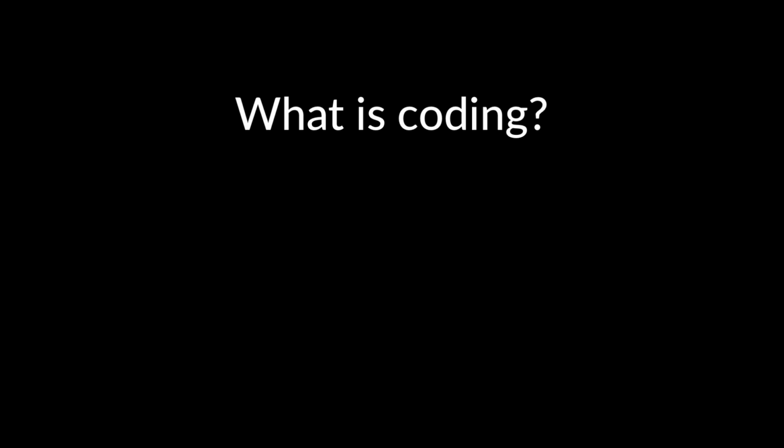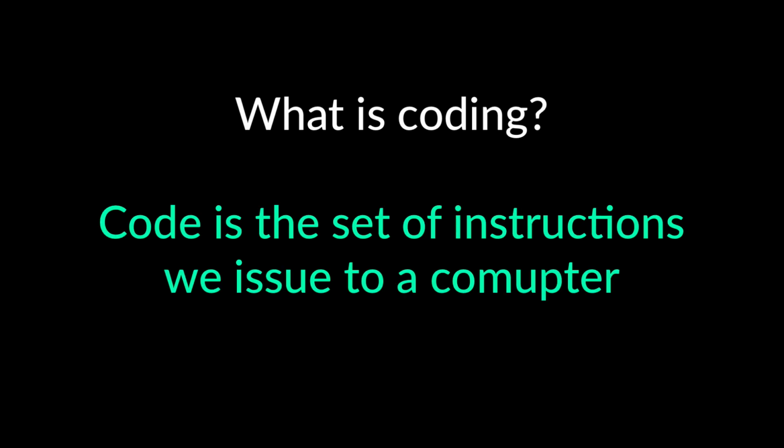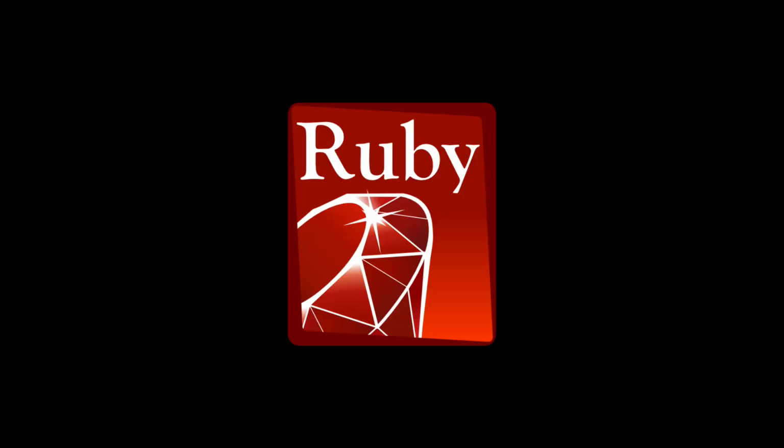Now, what is coding exactly? Quite simply, computer code is the instructions that we give a computer. Computers don't understand English. Instead, they understand programming languages. All software, whether it's desktop applications, mobile apps, or websites, is written with computer code. For this tutorial, we're going to use a programming language called Ruby.